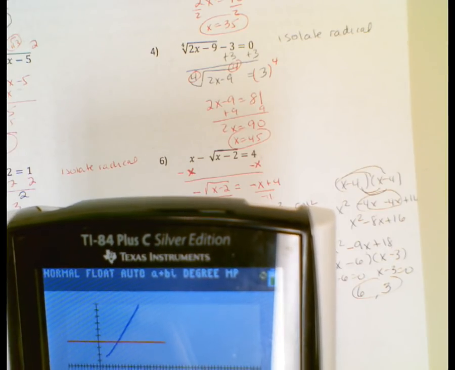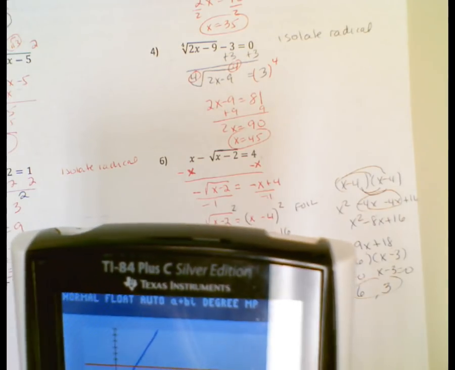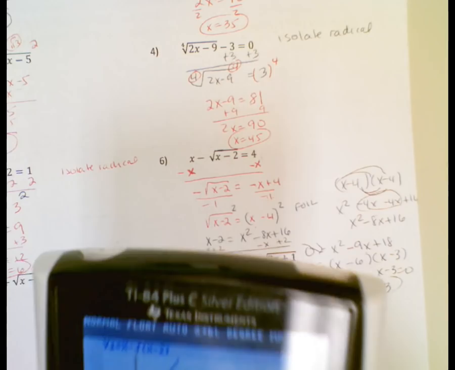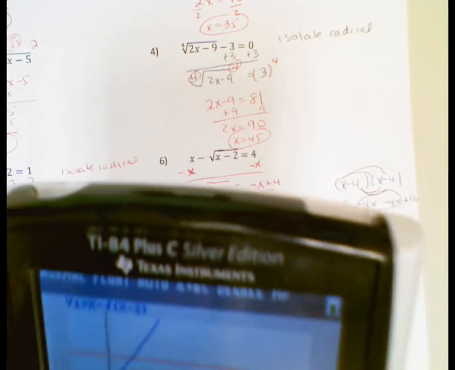It looks like they only intersect once, so one of these answers is wrong. It's either 6 or it's 3, so we're going to press trace. We're going to move the slider, press right arrow. I'm pressing right arrow, this arrow right here, to move the slider onto the screen. Oops, you know what? I got to press left arrow. The reason, you look right here, I'm at 20.